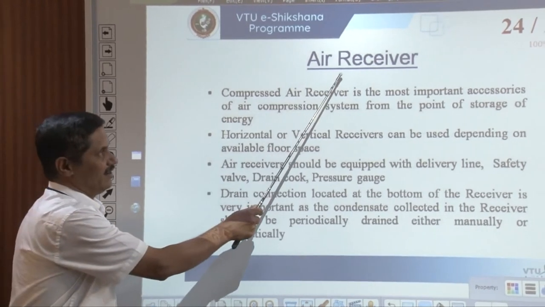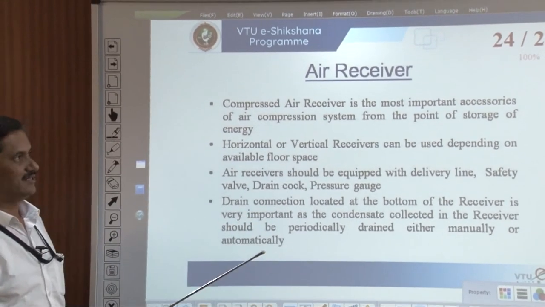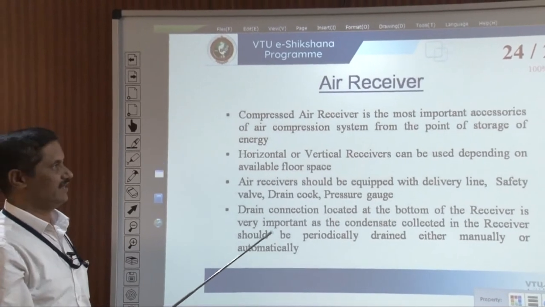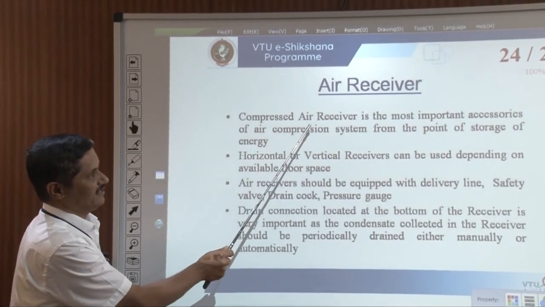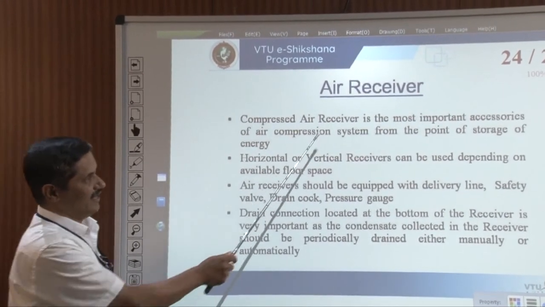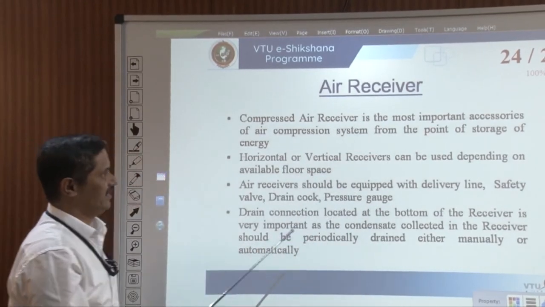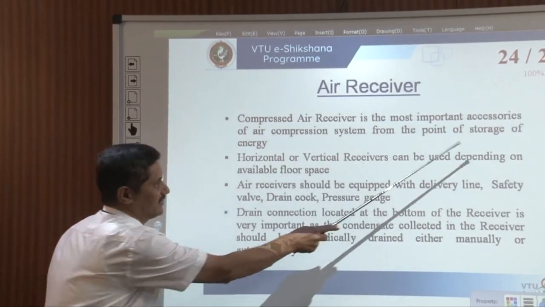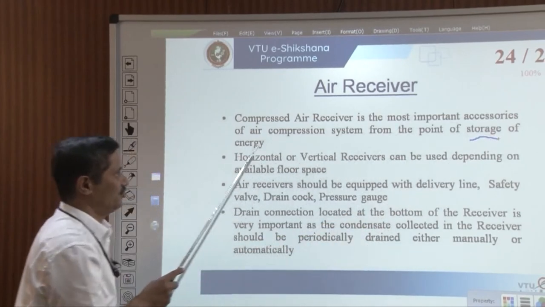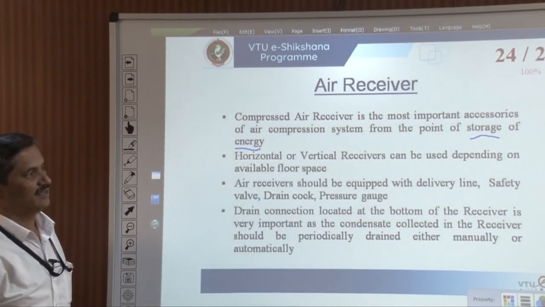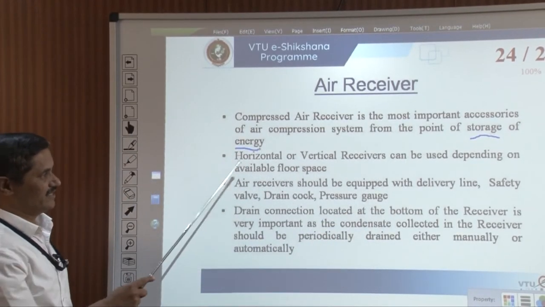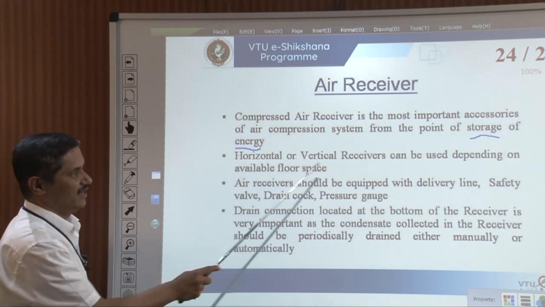Now, one by one, if I want to tell what is a reservoir or a receiver. Receiver is a compressed air storage unit. So air receiver, it's an important accessory which is a storage of energy. We store the air here in this reservoir, and which can be kept horizontally or vertically.